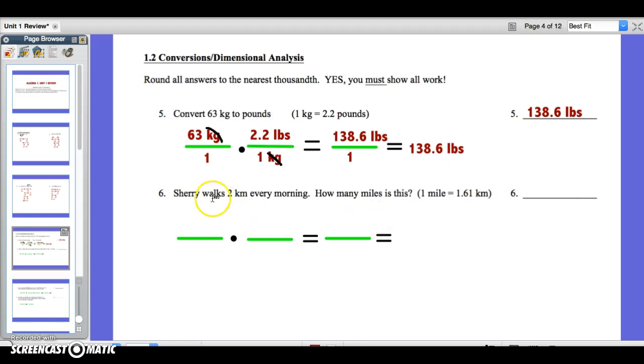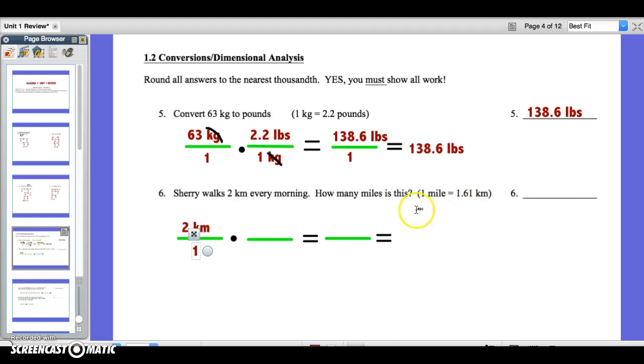Okay, this next one. Sherry walks 2 kilometers every morning. How many miles is this? So 1 mile is 1.61 kilometers. So here, let's go ahead and set this up. She walks 2 kilometers. So we always start with what's given. So we're going to do 2 kilometers, and that's over 1 because we're going to make this a fraction.